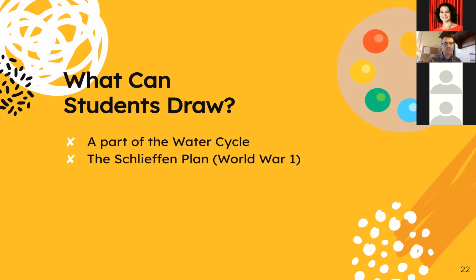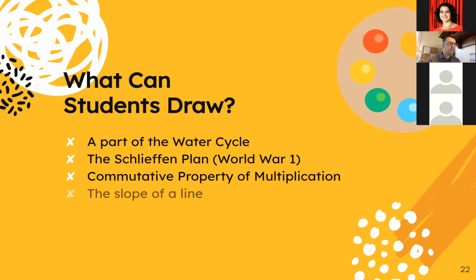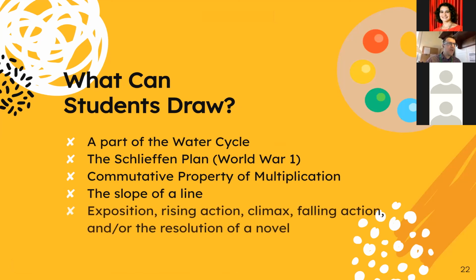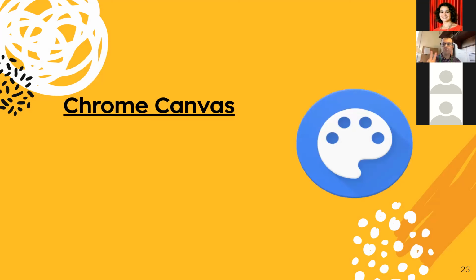Oh, and I'm seeing a self-portrait. Love that. The commutative property of multiplication. Have your kids draw that. The slope of a line. Exposition, rising action, climax, falling action, resolution in a novel. Music notes. We have a music teacher here, but for music teachers for sure, and for those of you who coach music teachers. All right, I want to give you two other options real quick. I'm not going to spend a ton of time on these because I want to make sure we have time to play with what we have left.